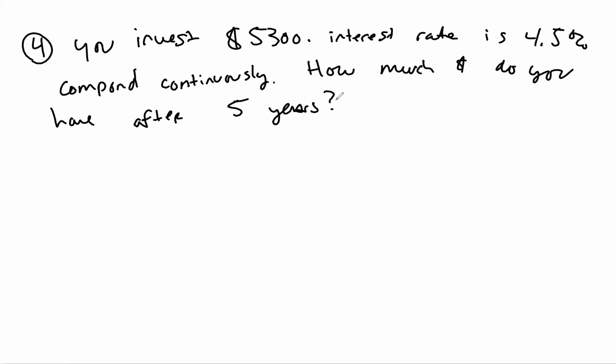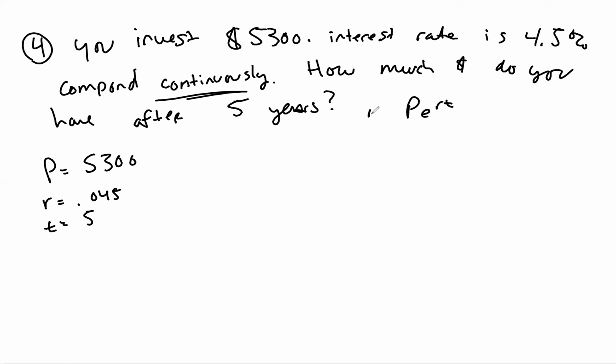Okay, and so we're going to go through this and list out everything we know. The first sentence says that you invest $5,300. So that's P, your initial investment, $5,300. The interest rate is 4.5%, so R is going to equal 0.045. It goes on to tell us it's going to take 5 years, so T is 5. And since it says compounding continuously, we're going to use the P E to the RT formula.